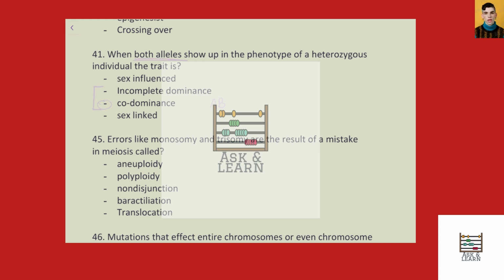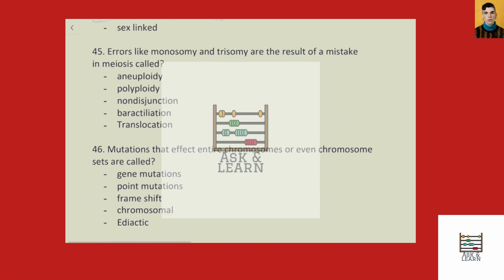So codominance means you see both alleles in the phenotype, whereas incomplete dominance is slightly different. So that isn't seeing both alleles. That's seeing a mixture of the alleles. So for example, if you had one gene that was for a red flower and one gene that was for a white flower, incomplete dominance would be if you got a pink flower from that. Okay, on to the next question.